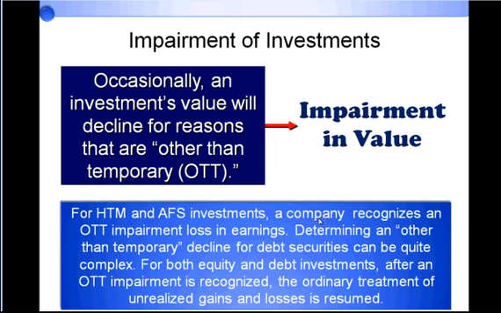Now, we're not going to get into how to determine that something is other than temporary. Basically, we're going to be told that, or we're going to be told it's not. Once we find that out, then we're going to put that in there. In this case, they're saying after the OTT impairment has been recognized, and that's the only impairment there is, then we can go back to treating the unrealized gains and losses as we normally would have.